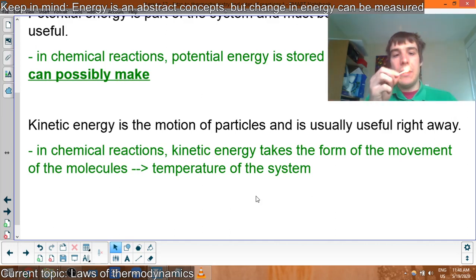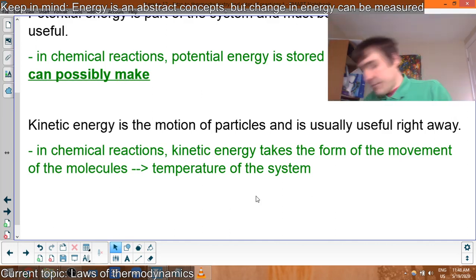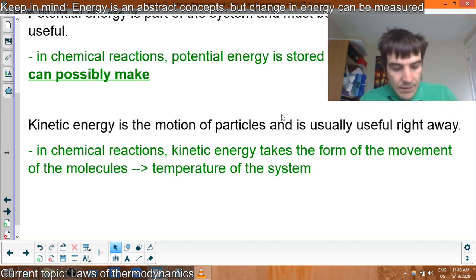Wow, amazing. All right, so that's kinetic energy versus potential. Kind of an important concept. We will talk a lot about this stuff.